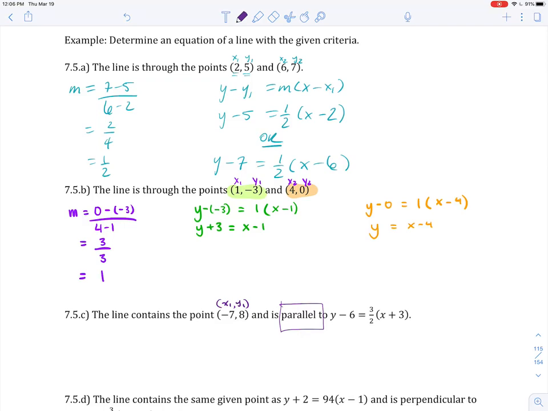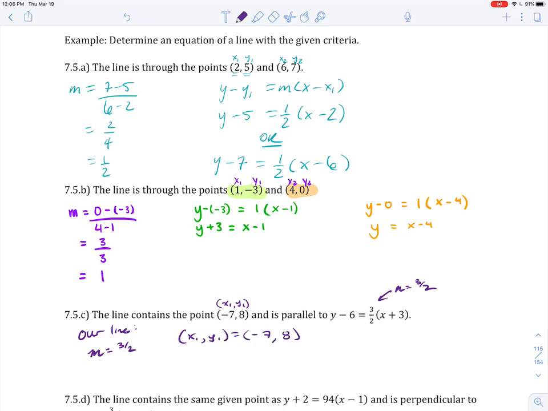And the other information we have is that it's parallel to this other line. What we know about parallel lines from way back in the day is that they have the same slope. So if this line has slope of 3 over 2, then our line also has that same slope. Again, because parallel lines have the same slope.